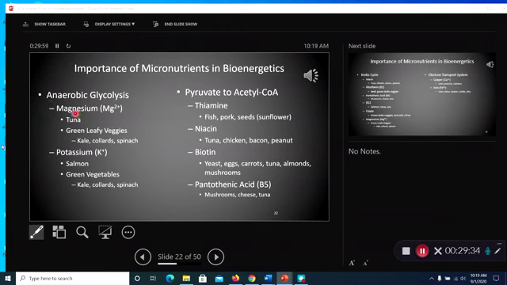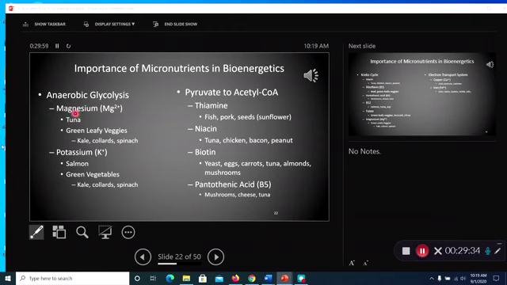You are going to see a recurring theme with these micronutrient selections, okay? So you're going to see green leafy vegetables come up a lot. You're going to see cold water fish come up a lot. Okay, so very, very common. Another one is potassium. You can get potassium in salmon, and then again, green leafy vegetables, kale, collards, and spinach.